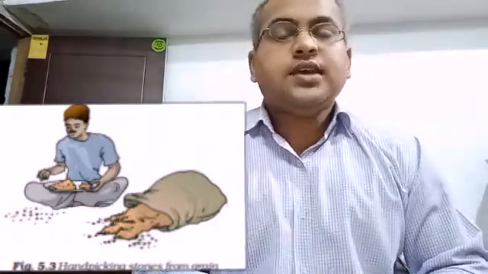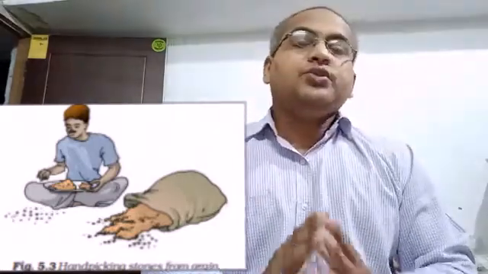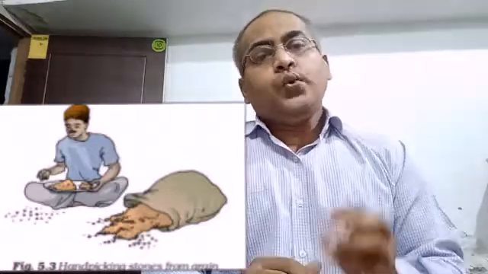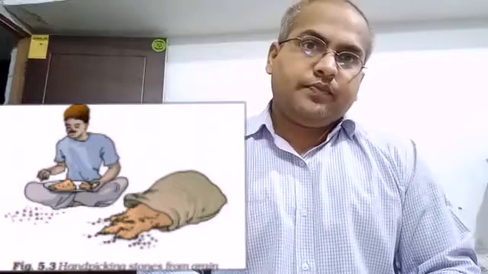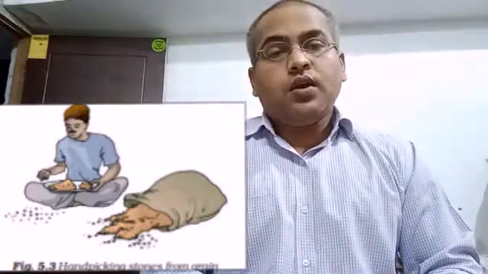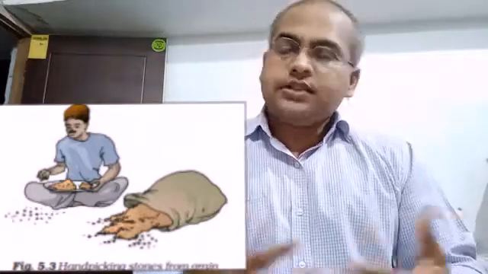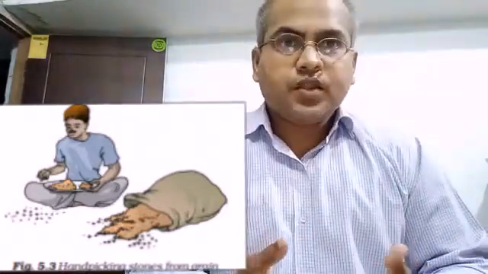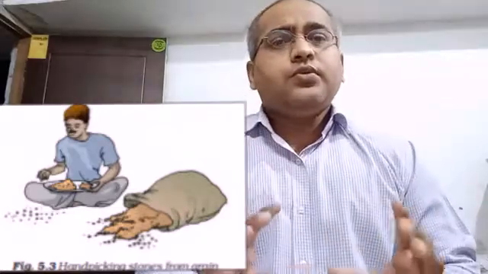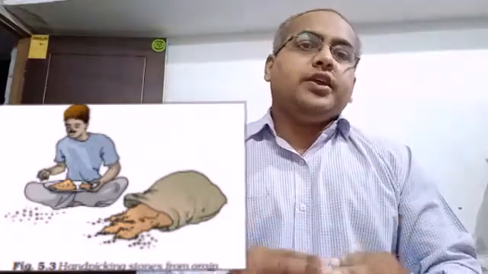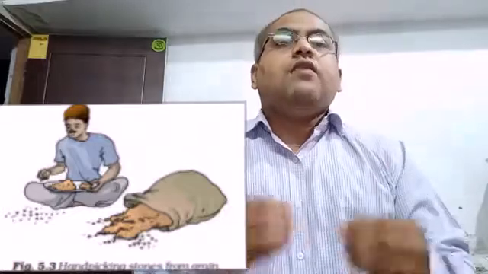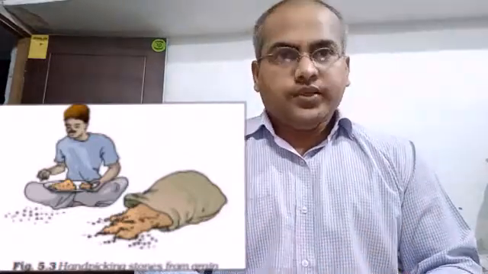But remember class, hand picking is only applied to those substances whose size is bigger, meaning you can pick them with the hand. If the size is smaller, then you are not able to use this process for that type of thing. So only a very small number of things can be separated by the hand picking process. The next process is called winnowing.